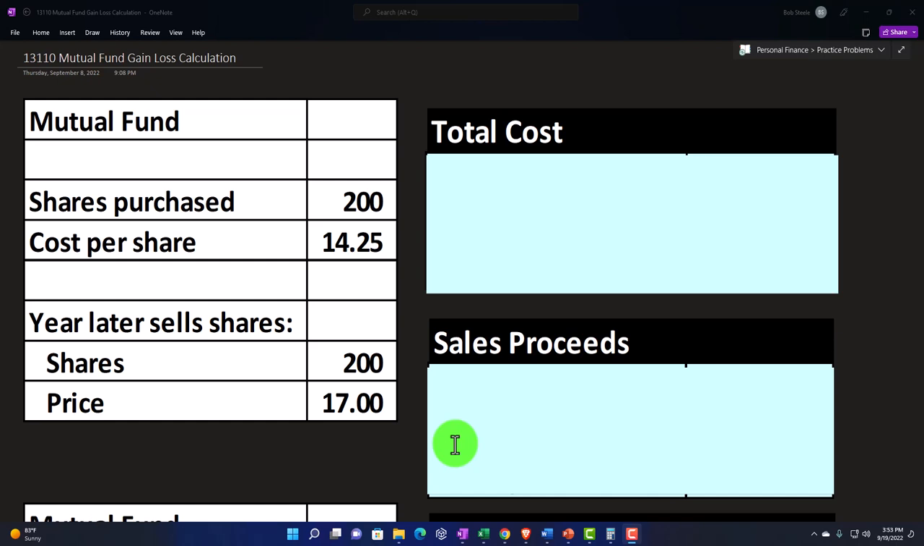Keeping that in mind, we're going to say the shares purchased of the mutual fund are 200, cost per share $14.25. A year later, we're going to sell all 200 shares, which you don't have to do. You could sell just part of them, right? And we'll see that in a second. And then the price is going to be $17. So we can see that we had a gain on the mutual fund here.